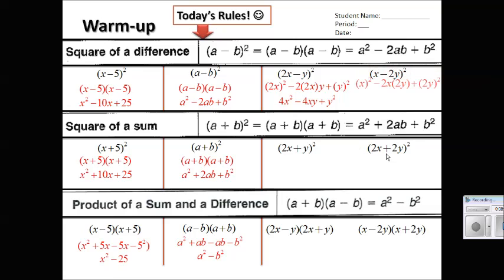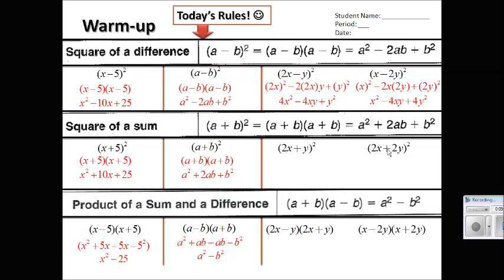All right, try it again. In this case, the a is x. The b is 2y. And it's a difference, so I use my difference rule here. A squared, b squared, 2ab. Solution.